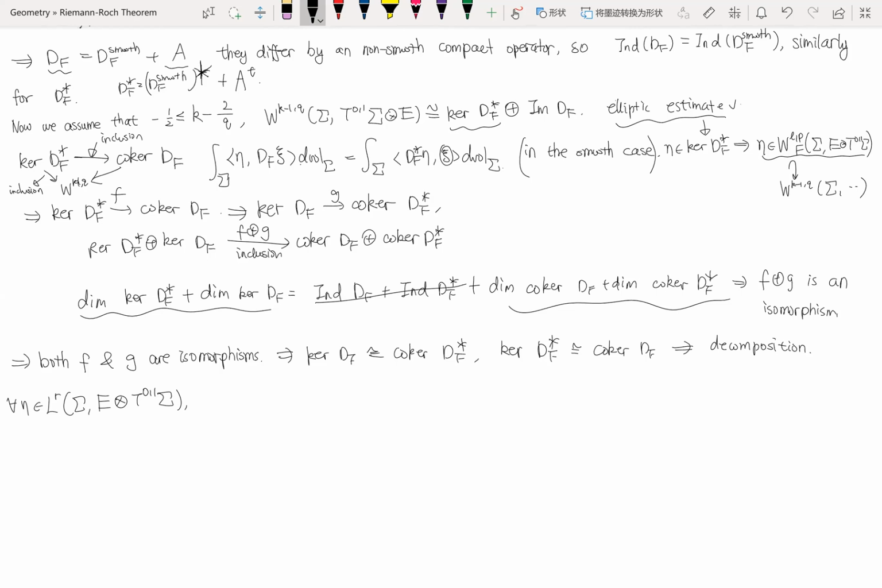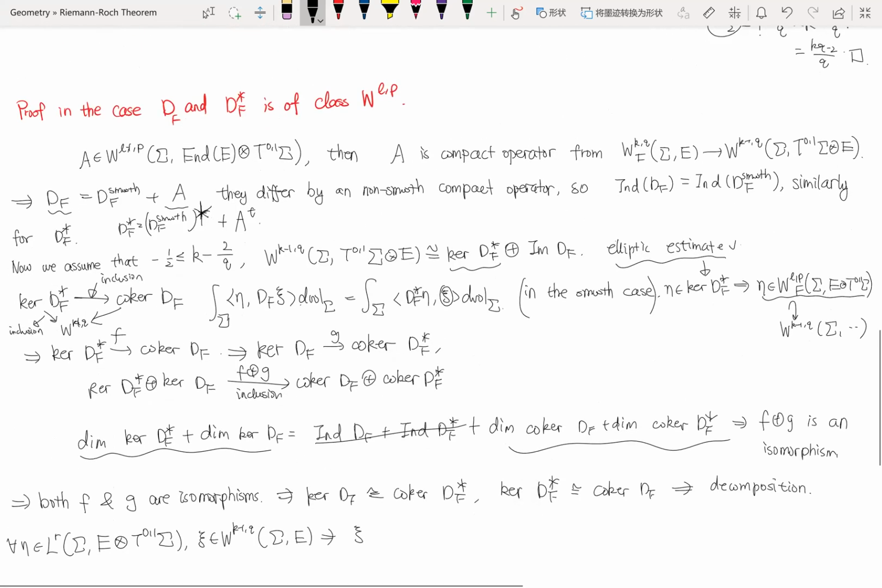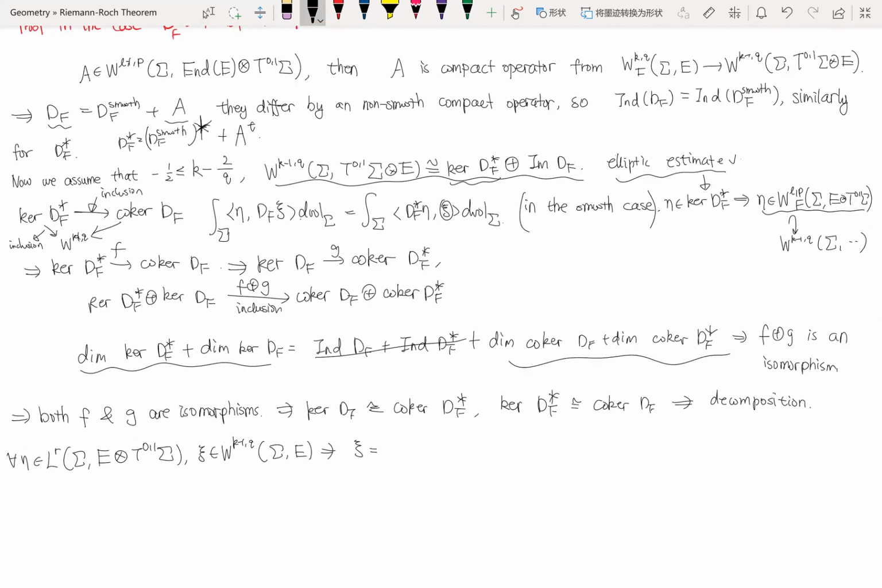So eta is in L2 and zeta is in W^{k-1,q} with values in E. Then zeta can be decomposed, because we have the decomposition for W^{k-1,q}. So zeta can be decomposed as eta 0 plus df times zeta 0, where zeta 0 must lie in W^{k,q}, it must be in the domain of df star, with values in T^{0,1} sigma tensor D.